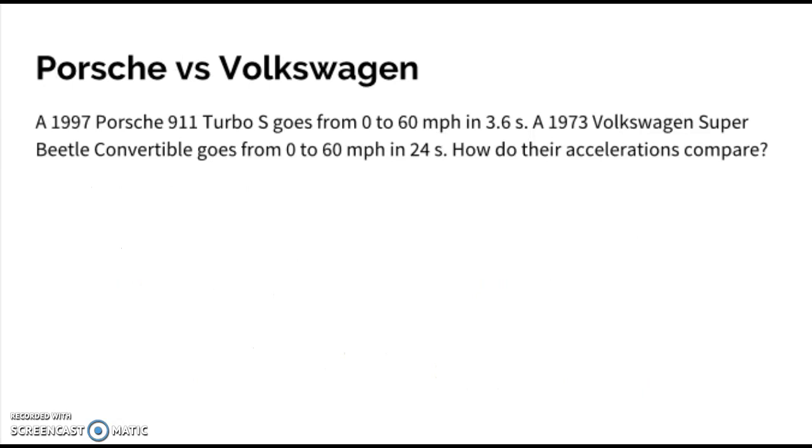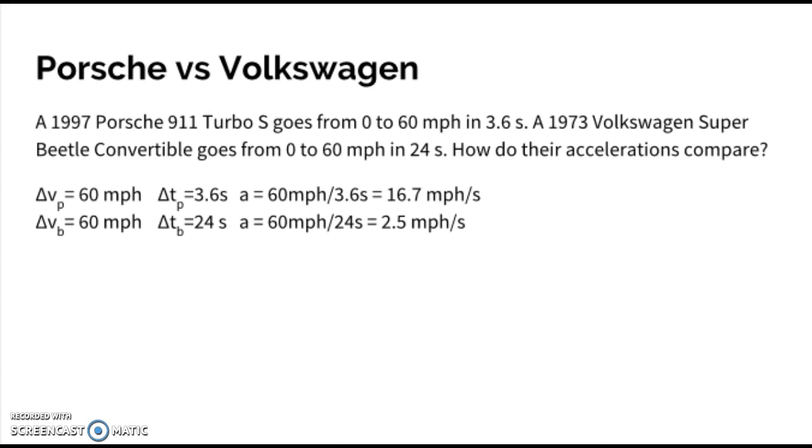So, a quick computation here. Let's suppose we have a 1997 Porsche, and it goes from 0 to 60 miles per hour in 3.6 seconds. Let's also suppose we have a '73 Volkswagen Beetle, and it goes from 0 to 60 miles per hour in 24 seconds. How do their accelerations compare? Let's compute the acceleration for both. I'm going to skip over drawing a diagram, but if we write down the change in velocity for each car, for the Porsche, our change in velocity is 60 miles per hour, and it has a change in time of 3.6 seconds. Right?